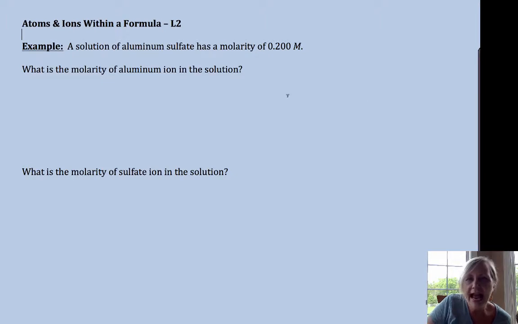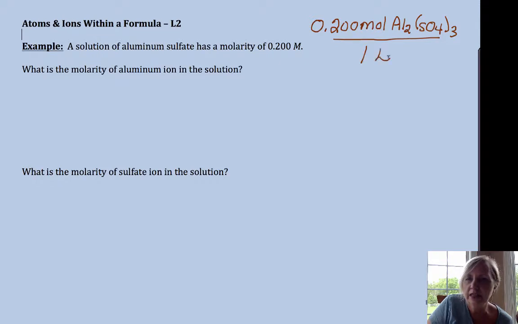So we have in this case molarity. Molarity is your number of moles. So in this case, I have 0.20 moles of aluminum sulfate in every 1 liter of solution. That's what that 0.2 M means. So the first part of the question asks how many aluminum ions. What would be the molarity of aluminum ion available if we needed that for our reaction?